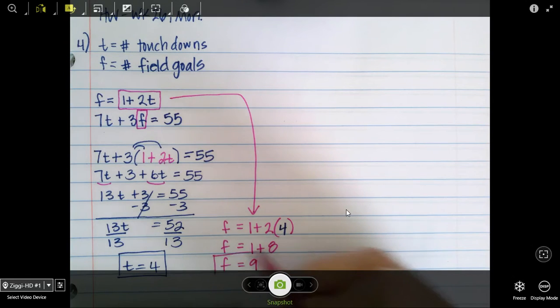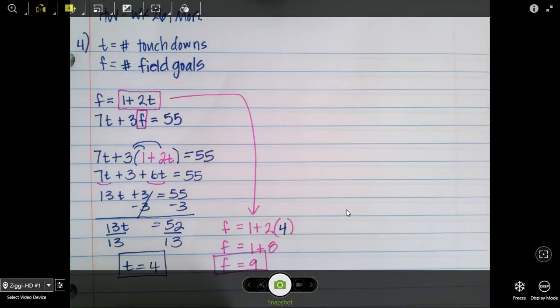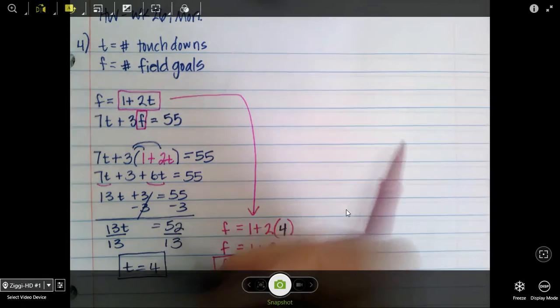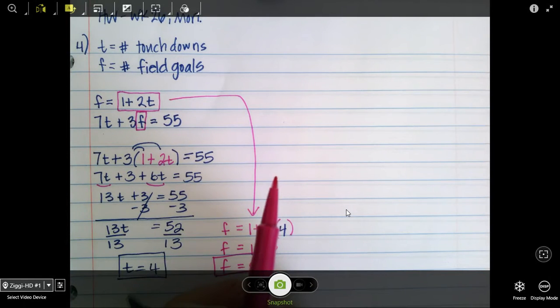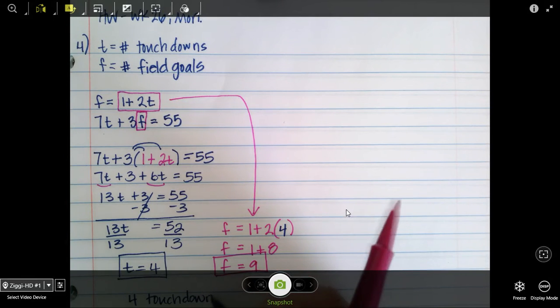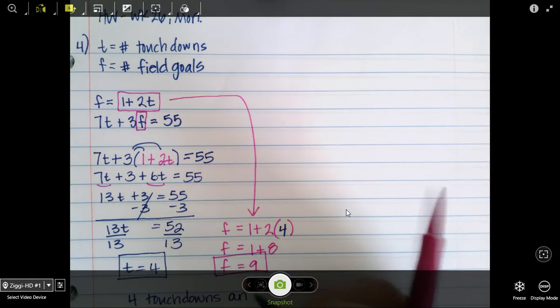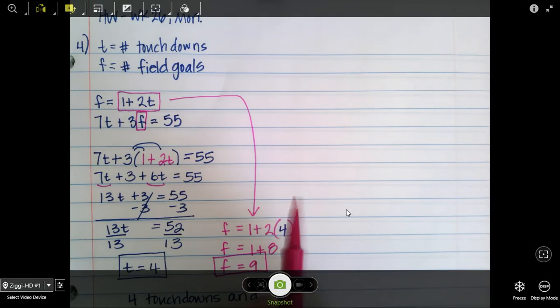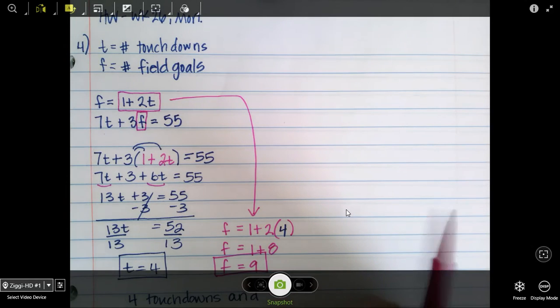We just found out the second piece of information that we need. And then you would normally write your answer in a word problem, in the form of a sentence. So 4 touchdowns and 9 field goals were scored.